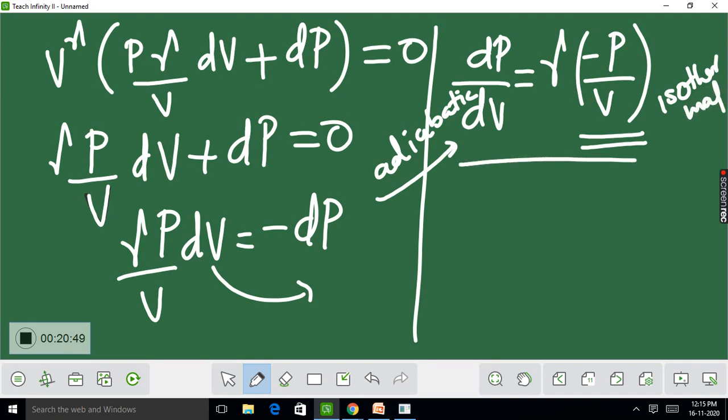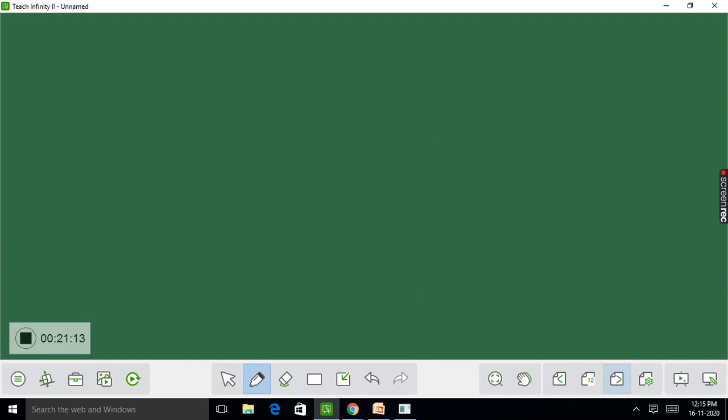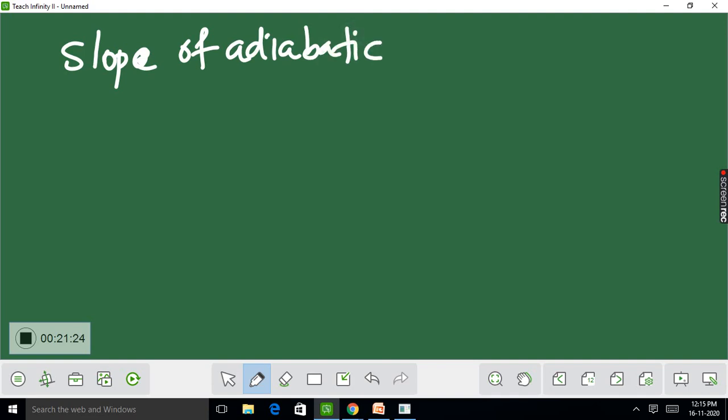So this equation indicates that the slope of adiabatic PV diagram is equal to gamma times the slope of isothermal PV diagram. Slope of adiabatic is equal to gamma times slope of isothermal.